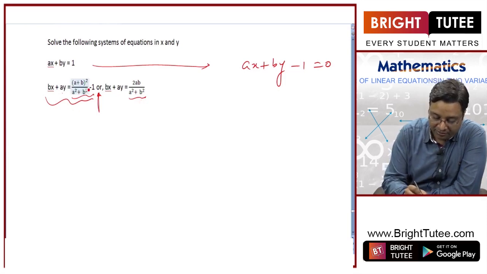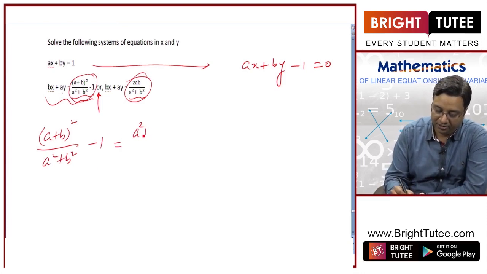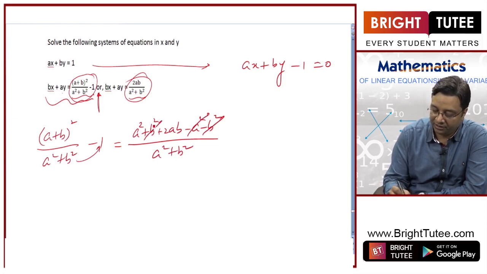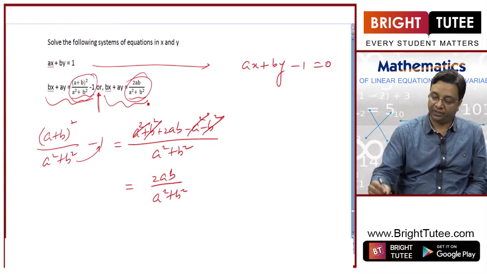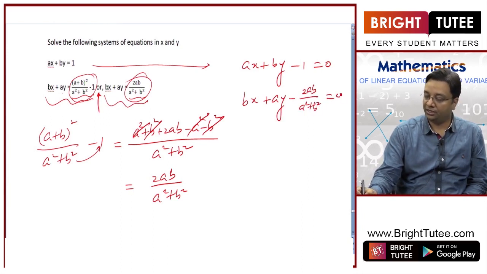Why? Because this expression is nothing but this, a plus b whole square by a square plus b square minus 1 can be written as a square plus b square plus 2ab minus this product, which is minus a square minus b square, divided by a square plus b square. Now this can be cancelled, so it is nothing but 2ab by a square plus b square, right. So we will use this one. So the second equation is bx plus ay minus 2ab divided by a square plus b square, and it is equal to 0.